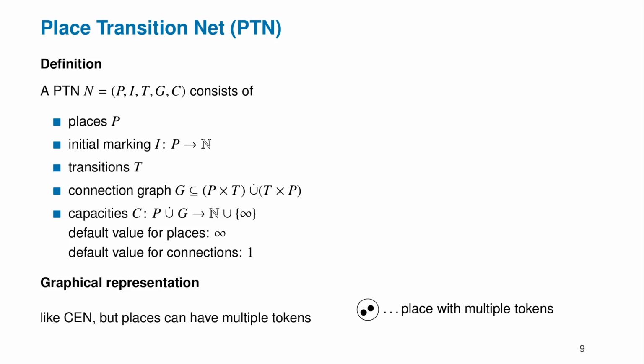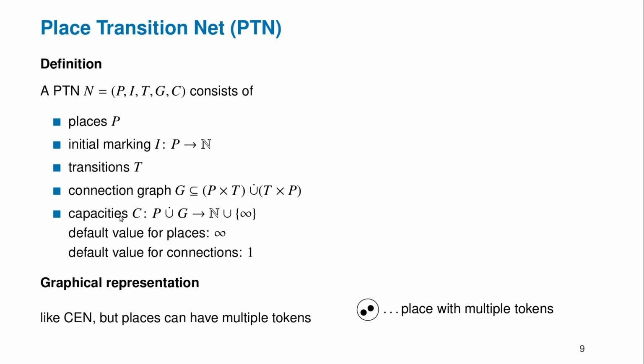And let's go over the final definition. So for a place transition net, which is the classical Petri nets, we have places, P, we have an initial marking, we have the transitions, which are not to be confused with the transition relation. The transitions here are similar as the events in the CEN. Then we have the dependence graph or the connection graph, and we have the capacities. And let's see how this is defined.